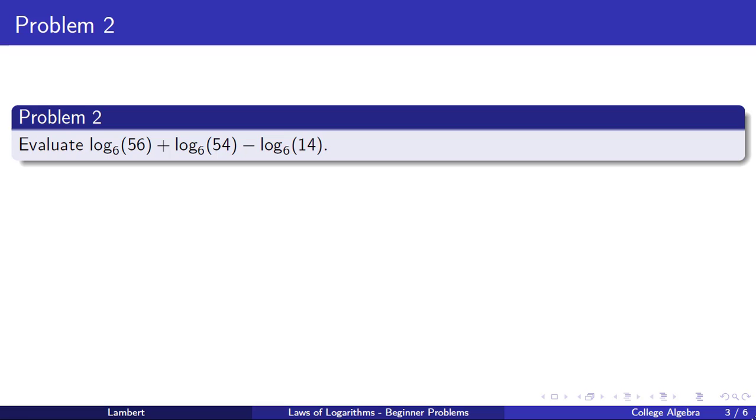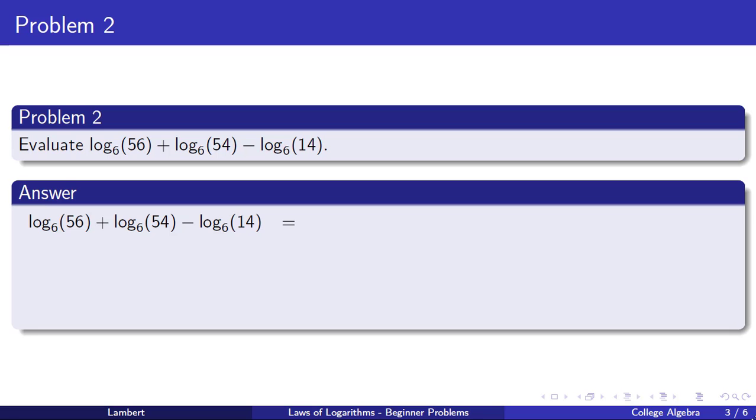So we can rewrite our first piece as the log base 6 of 56 times 54, and then minus that log base 6 of 14. Now with that minus sign sitting there at the end, we can use the quotient rule for logarithms, which states we have the log base b of x minus the log base b of y. That should be the log base b of x divided by y. So this now becomes log base 6 of 56 times 54, all divided by 14.